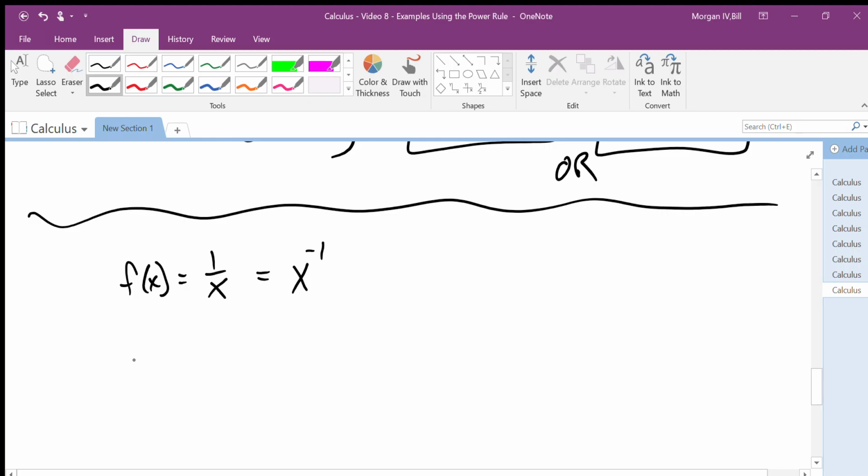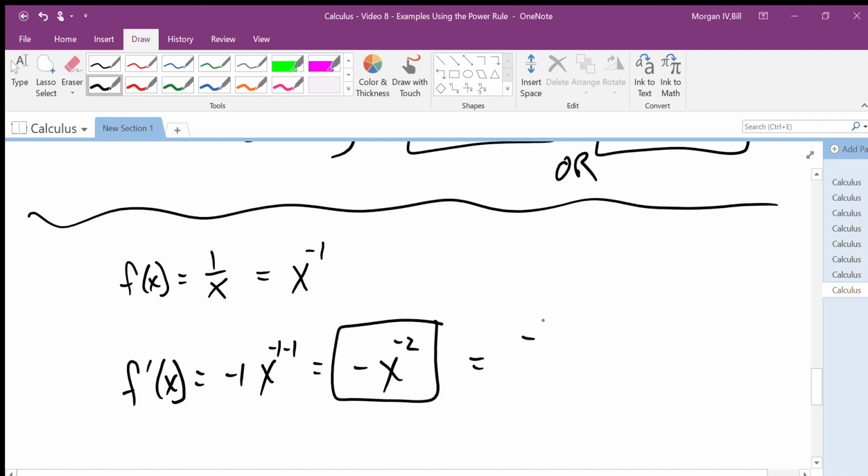Our n value here is negative 1. So f prime of x is equal to negative 1 times x to the negative 1 minus 1. That's negative x to the negative 2. Good answer. Or negative 1 over x squared.